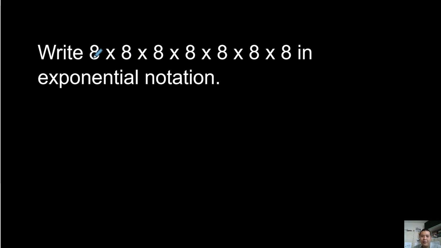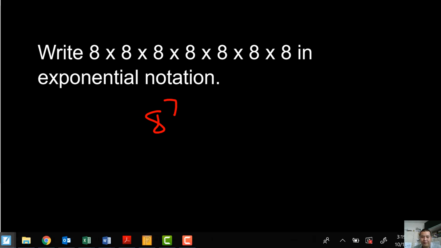So here we have 8 times 8 times 8 times 8 times 8 times 8 times 8. So we have 1, 2, 3, 4, 5, 6, 7 eights. So to write this in exponential notation, we're going to use a base of 8 because that's the number we're multiplying, and the number of times we're multiplying that together is 7 times. That's a 7. Let's try that again so it doesn't look like a 2. 7. Okay, 8 to the 7th power.